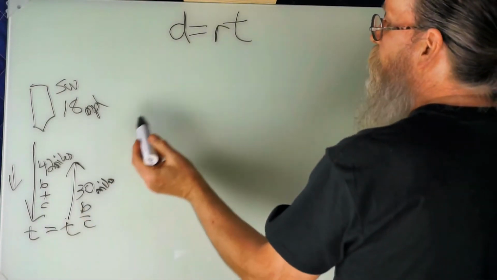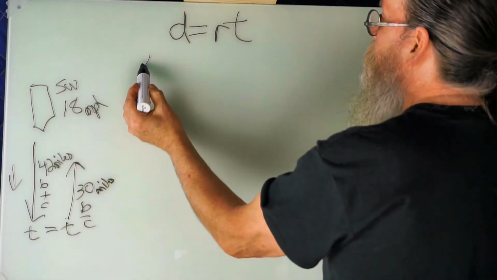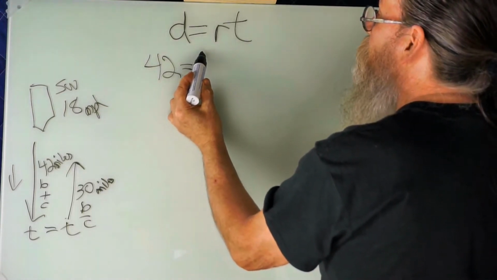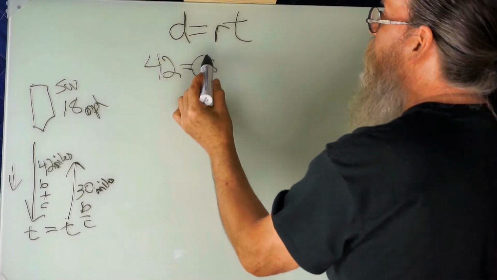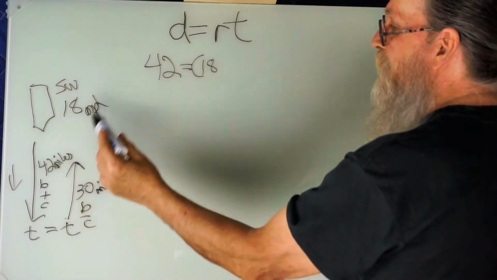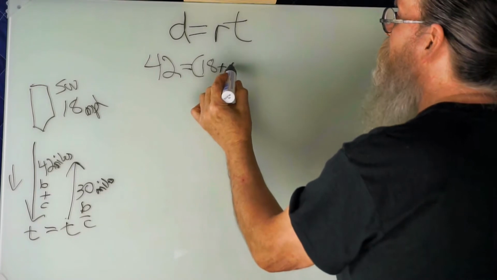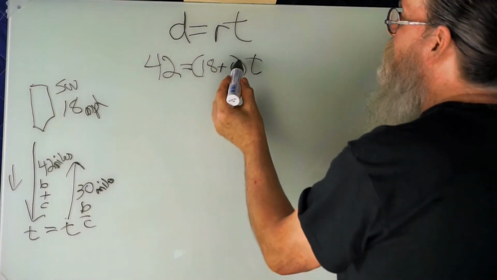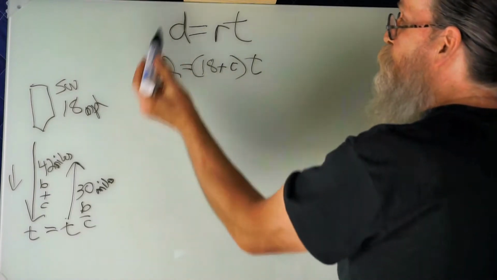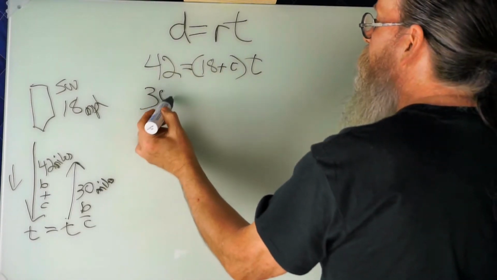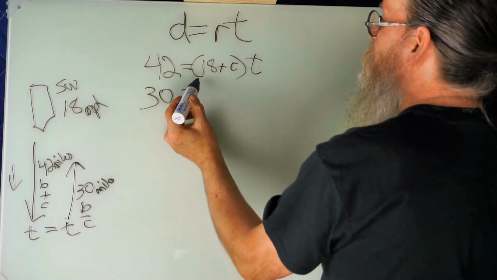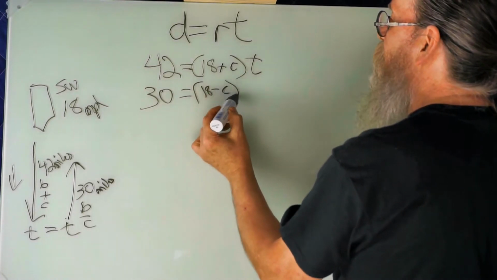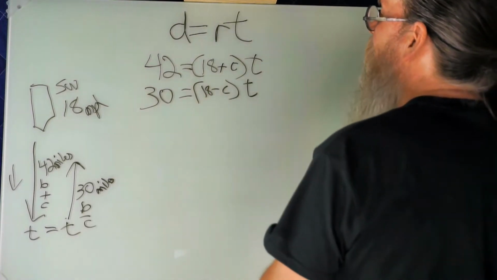So, downstream, 42 miles equals the speed of the boat, B is 18, plus the current, times time, we don't know what the time is. Upstream, 30 miles, same speed of the boat, 18. This time we're subtracting the current, and we have the same time value.